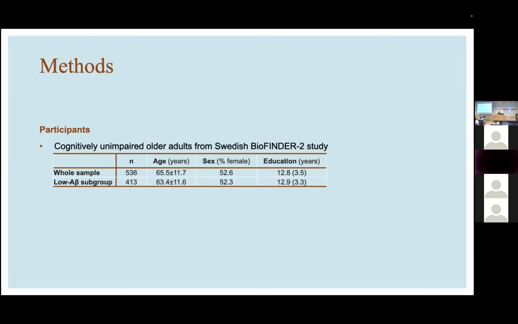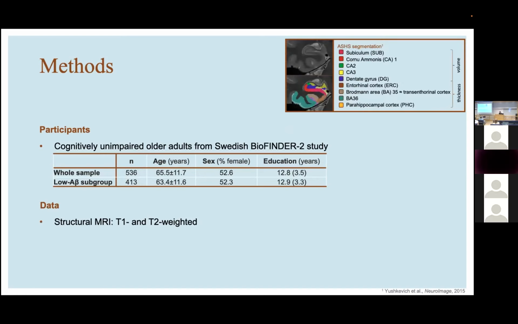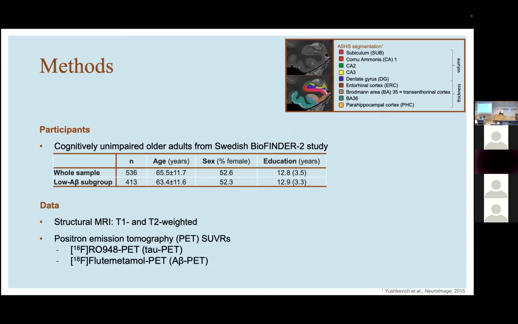We used 536 individuals that were cognitively unimpaired from the Swedish BioFINDER-2 study, and then 413 individuals were in the low amyloid subgroup. We also used ASHES to get our measures of the medial temporal lobe subfields, as shown also there in the top corner, and then PET imaging to quantify tau and amyloid PET in the brain.